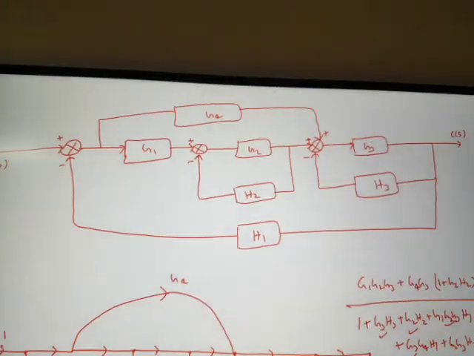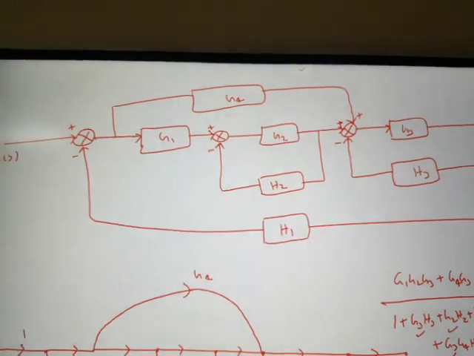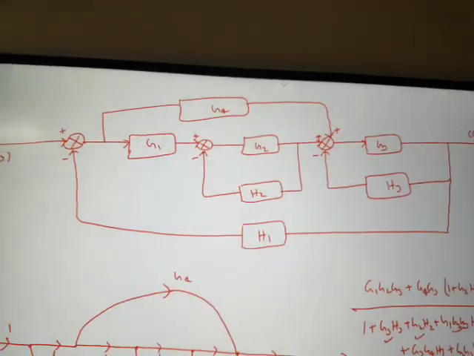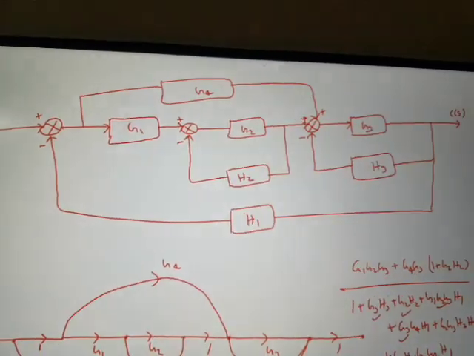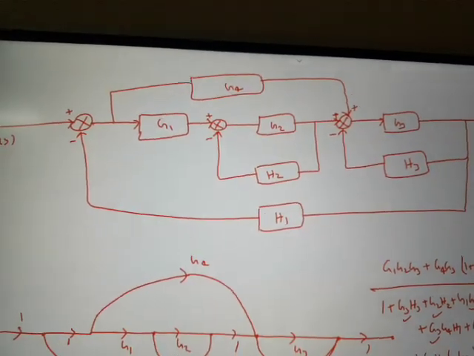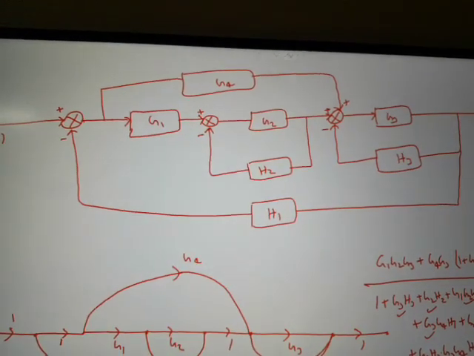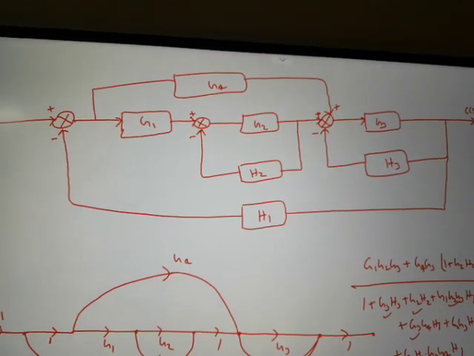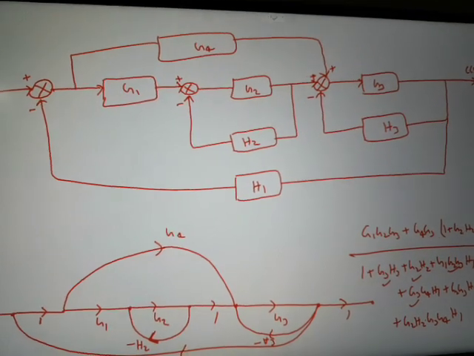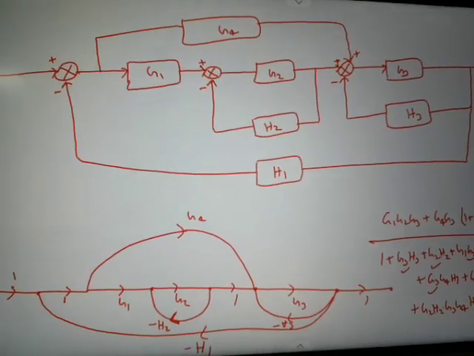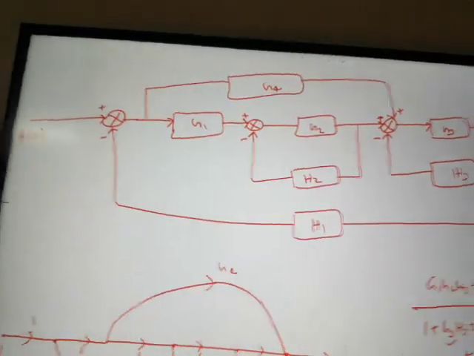Now we have a block diagram, and we have to find the overall transfer function of this block diagram. The first approach is to construct the SFG for this block diagram. If we have an SFG, then we can easily write the transfer function with the help of Mason's formula. So how do we construct the SFG?